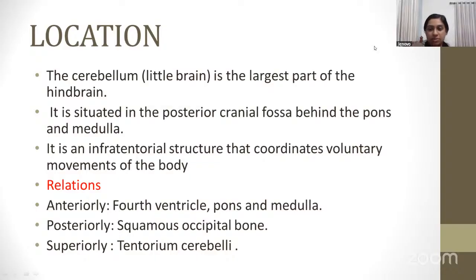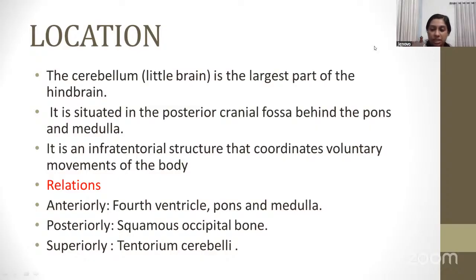In the last session, we mentioned that tentorium cerebelli divides the cranial cavity into a supratentorial portion and an infratentorial portion. And the infratentorial part houses the cerebellum. Okay, and it coordinates the voluntary movements. Mainly, it's concerned with the tone, the posture, and the equilibrium of the body. That's the main function of cerebellum.